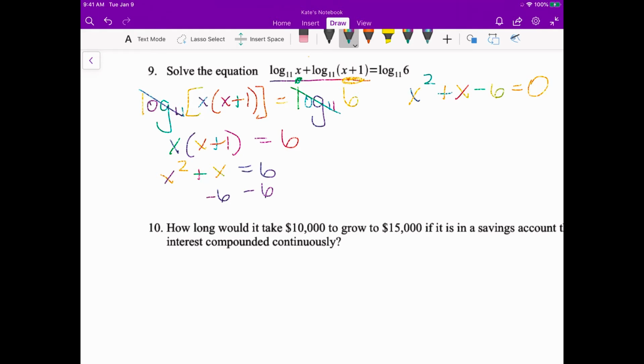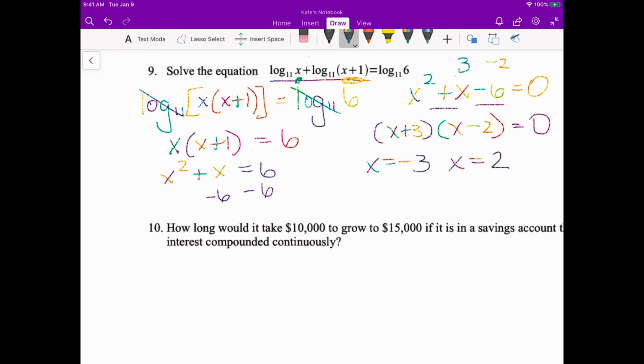Again, now I need two numbers that will multiply to negative 6 and add to a positive 1. Those numbers are going to be 3 and negative 2, because 3 times negative 2 is negative 6, and 3 plus negative 2 is 1. That gives me x plus 3 times x minus 2 equals 0. So I would have x equals negative 3 and x equals 2. We have to check our answers. If I plug negative 3 into the very first logarithm, I would have log base 11 of negative 3, and we cannot take the log of a negative number, so that solution will not work.